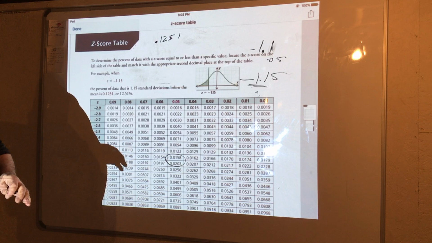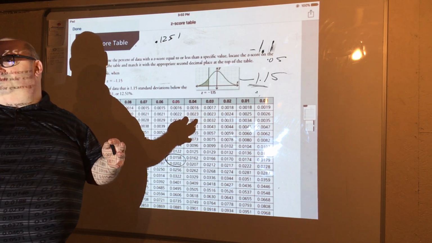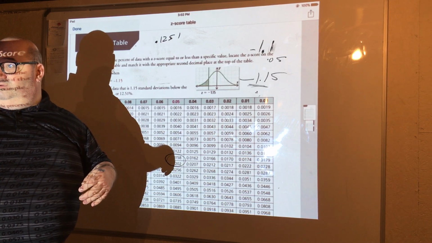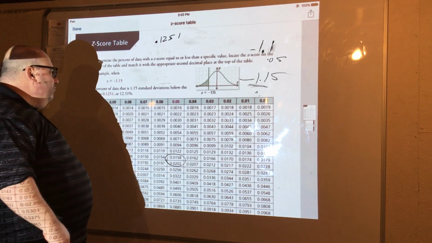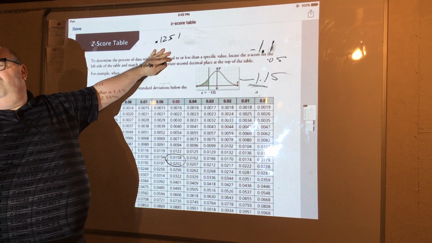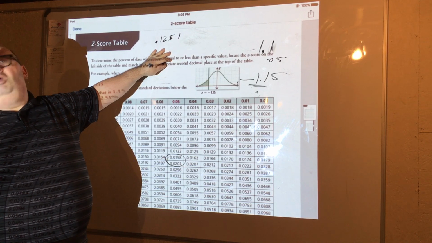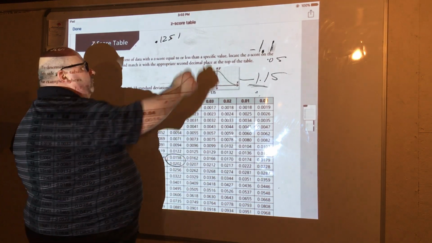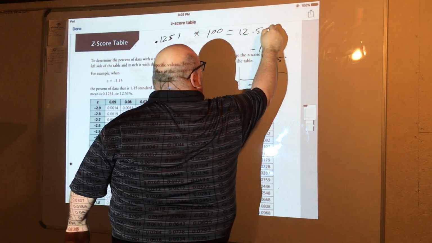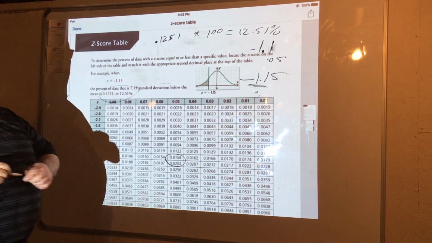Now this is a probability number. Probability is always from 0 to 1. 0, it doesn't happen. 1, 100% it happens, right? So these probability numbers can easily be changed into a percent. How do we change any decimal number into a percent? Multiply by 100. So we simply multiply this by 100 and we get 12.51%, which is exactly what they tell you right here in the example.